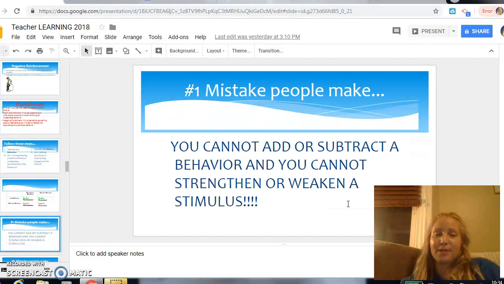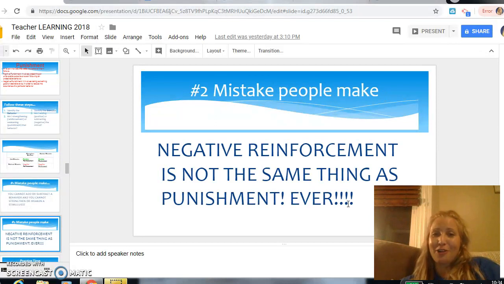The number one mistake that people make is they try to add and subtract a behavior, or strengthen or weaken a stimulus. That's why I say the first thing you should do is identify the behavior, which you can only strengthen or weaken, and then you identify the stimulus, which you can only add or subtract. Also, negative reinforcement is not the same thing as punishment ever.